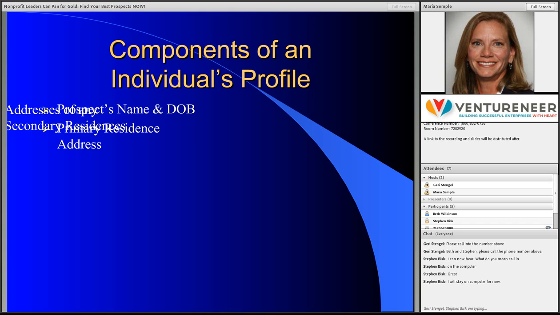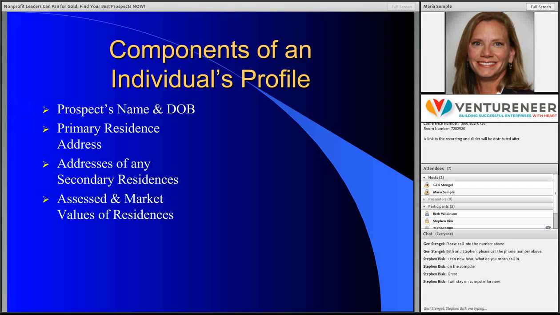Their primary residence and their secondary residences. We would want to note any of those addresses. And so if you have that at the outset, it's going to be fairly easy to research. Otherwise, if you at least know the name of the person and the town they live in, you can probably easily find their full address.